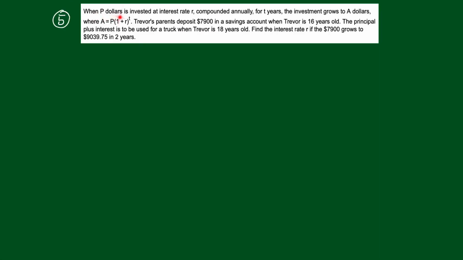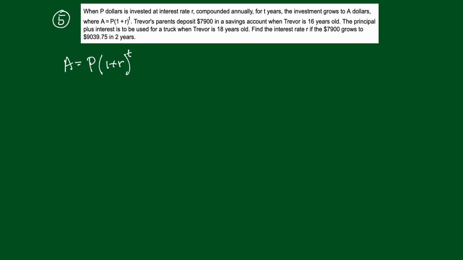Now, when P dollars are invested at an interest rate of R, so you invest P dollars at this interest rate R and you compound it annually for T years, the investment grows to a number of dollars where A is equal to P. This is the amount that it grows to. That's equal to the principal, how much you put in, times this quantity, 1 plus the interest rate raised to the number of years that you keep it in.